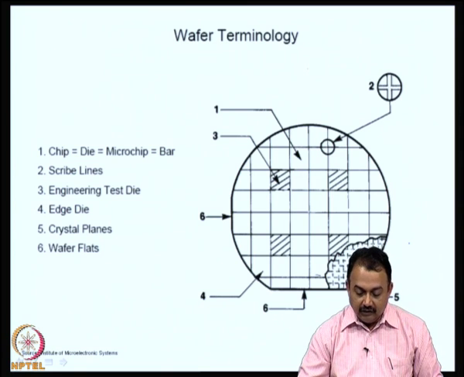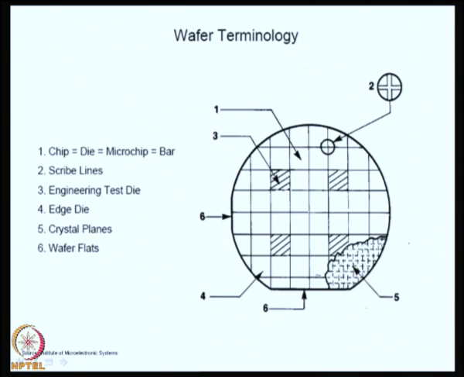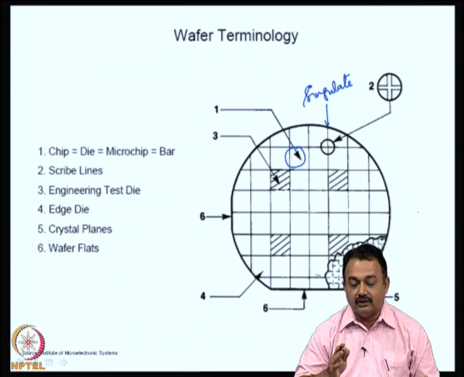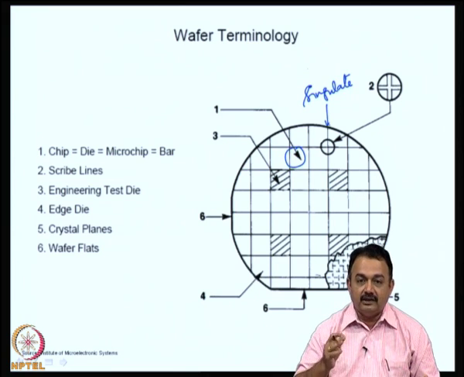Wafer terminology, if you look at a wafer like this, which I have shown as an example, some of the sections are marked here. So, here this is known as a chip or a die or a microchip or a bar. Then there are the scribe lines. As you see here, these lines are very important to singulate the dies. You use these lines to singulate, and these lines are very important because you have to dice the wafer only along these scribe lines. You cannot move away from these lines. So, this will have a certain thickness, and your dicing equipment has to slice only along the scribe lines.